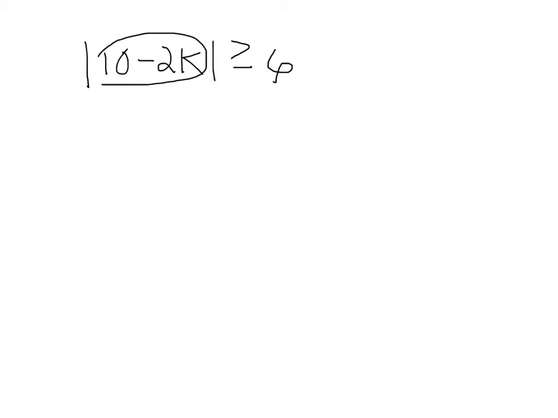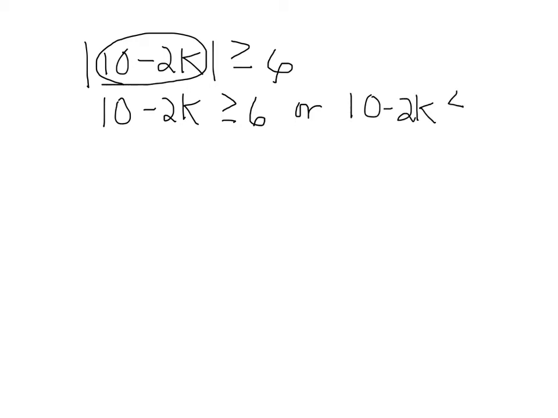Next example. We have the absolute value of 10 minus 2k is greater than or equal to 6. All right, from yesterday's work, we know that if something has an absolute value greater than or equal to 6, that something has to be either greater than or equal to 6, or that something, in this case 10 minus 2k, has to be less than or equal to negative 6.